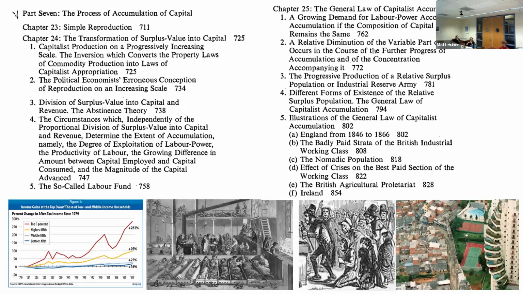All right, now we get to section 3, the progressive production of a relative surplus population, or the industrial reserve army. This is going way too long, as usual.